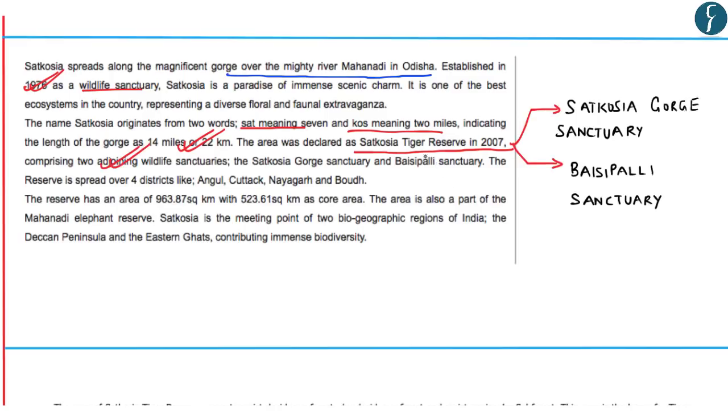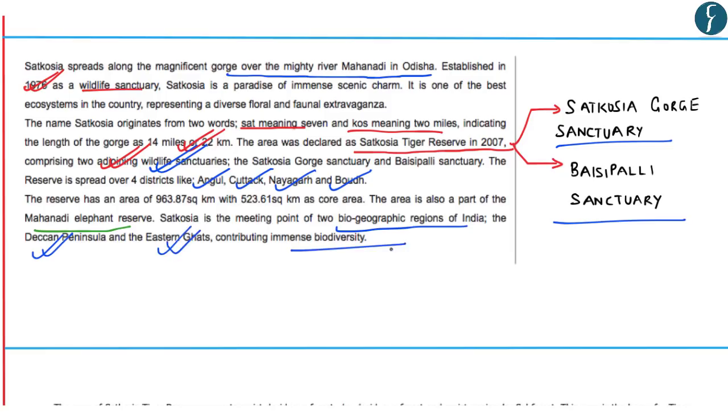The Satkosia Tiger Reserve comprises two adjoining wildlife sanctuaries, namely Satkosia Gorge Sanctuary and Baisipalli Sanctuary. And this particular reserve is spread over 4 districts, that of Angul, Cuttack, Nayagarh as well as Boudh. This area is also part of Mahanadi Elephant Reserve. Another important fact is that Satkosia is the meeting point of two biogeographic regions of India, namely the Deccan Peninsula as well as the Eastern Ghats, and both these contribute immensely to our rich biodiversity.